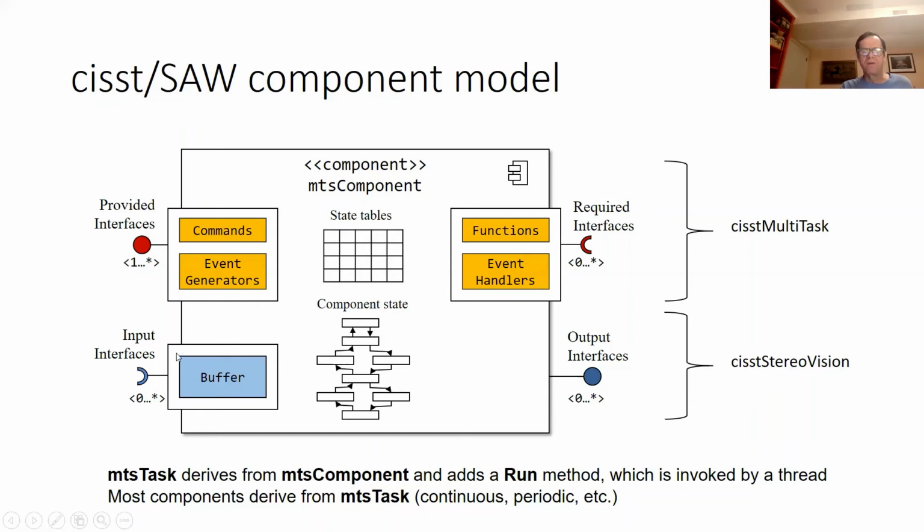I'm also not really going to focus on this, but for some of the video processing we did, there's a library called cisst stereo vision. We had these buffers with input and output interfaces to support these pipelines or streams for video processing. So this is the basic component. This is the base class. Most of the time we use things derived from a derived class called MTS task, which adds a periodic run method and adds a thread.